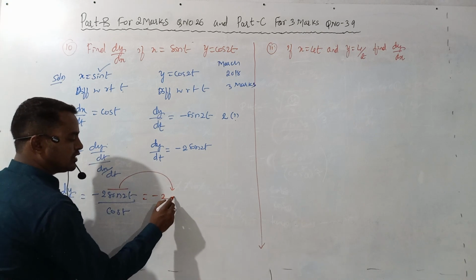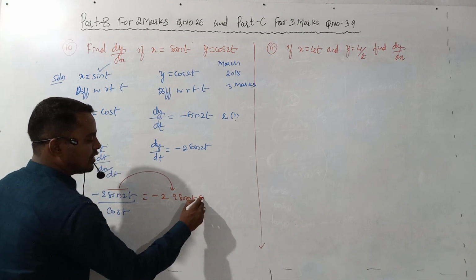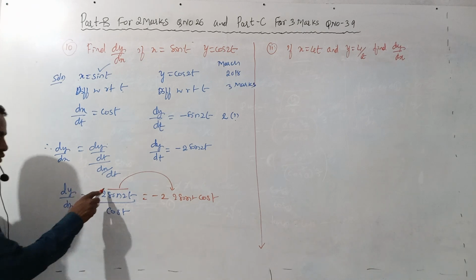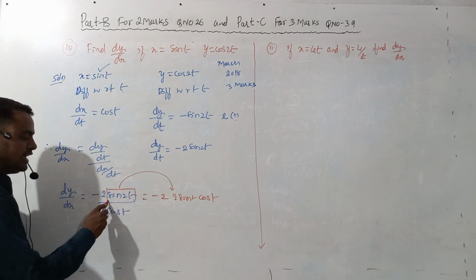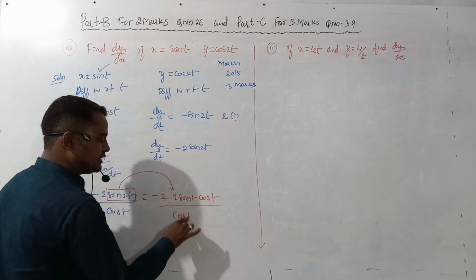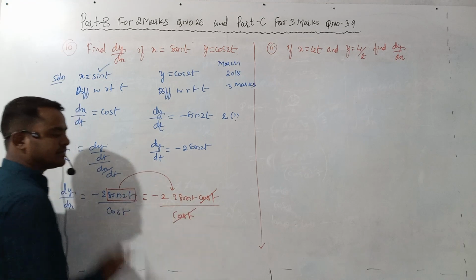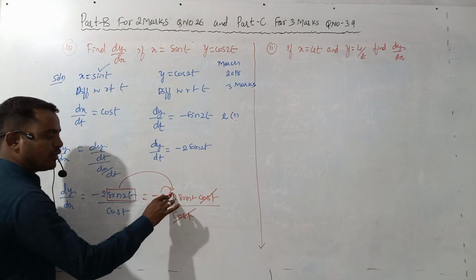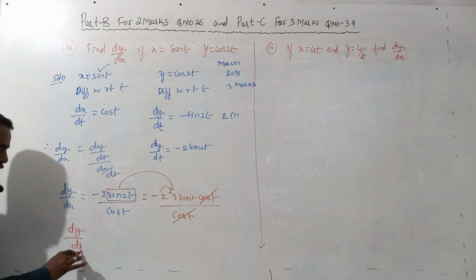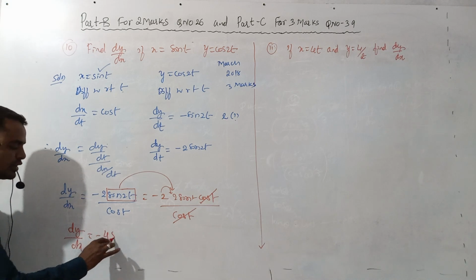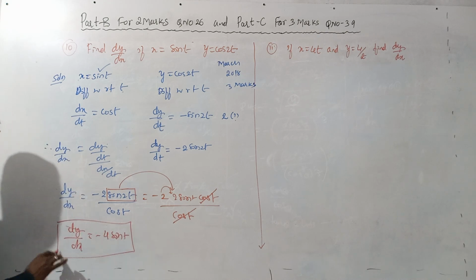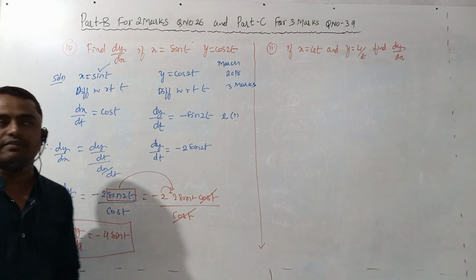The minus 2 stays as it is, and instead of sin 2t we write 2 sin t cos t, since sin 2t means 2 sin t cos t, divided by cos t as it is. The cos t cancels. 2 twos are 4, so dy by dx is equal to minus 4 sin t. This is your final answer.